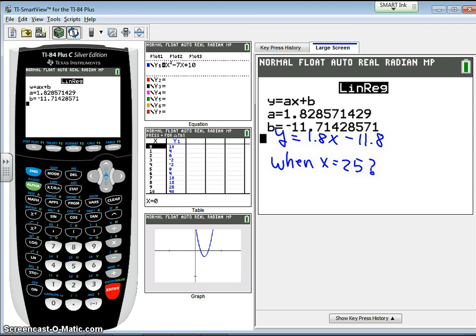Now the question said, what is the value of y when x is 25? So what I'm going to do is say y is equal to 1.8, but instead of x, I'm going to replace that by 25, minus 11.8 to figure out what the value of y is going to be. I'll pick up my other calculator and do the calculation, and I get 33.2 for the final answer. 33.2 certainly seems reasonable to me.